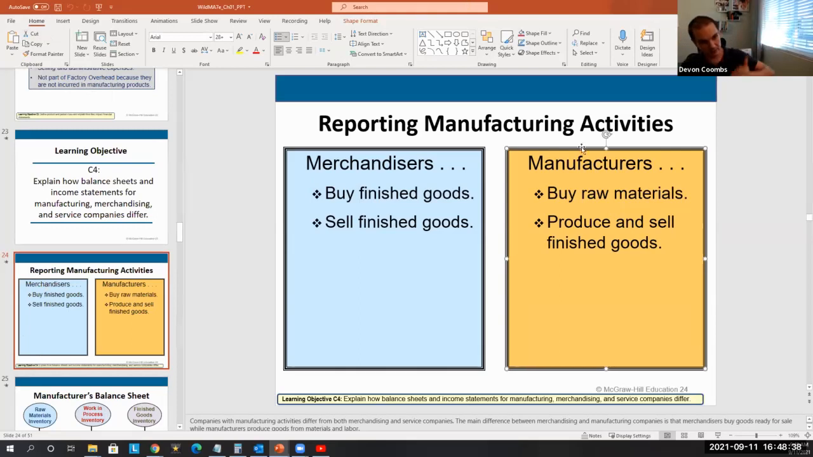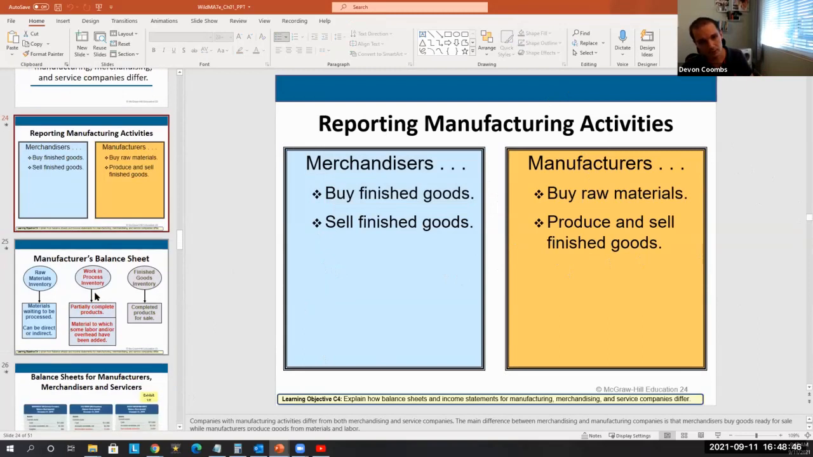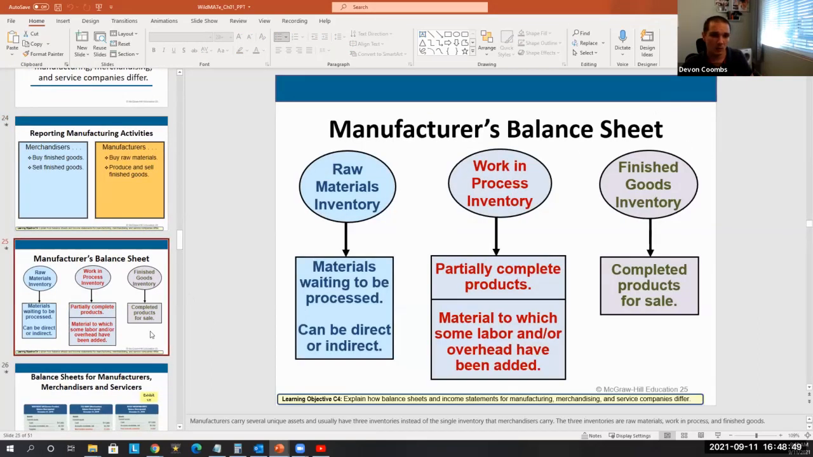There's this thing called vertical integration, which we'll go into in the future, where some companies want to be both. They want to build their own goods and then sell them, but some companies don't want to do that. So we'll go into that. We're really going to be focused on manufacturing here. And so a manufacturer's balance sheet is different than a merchandiser's.